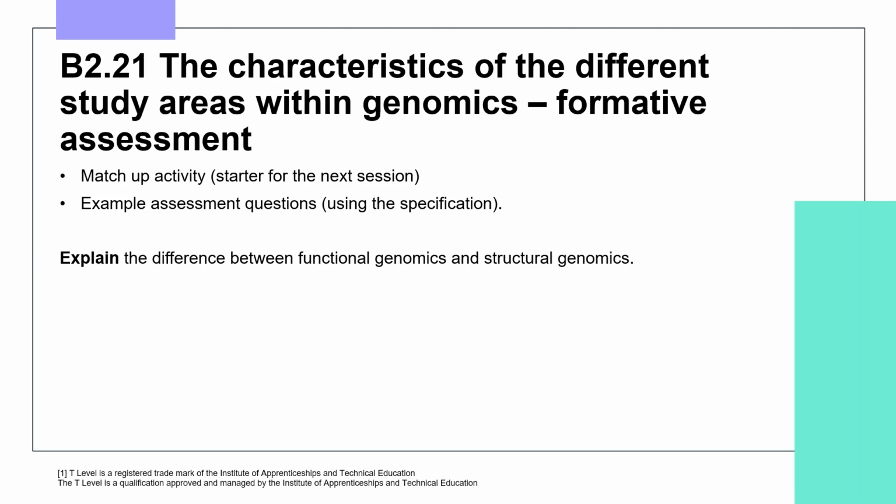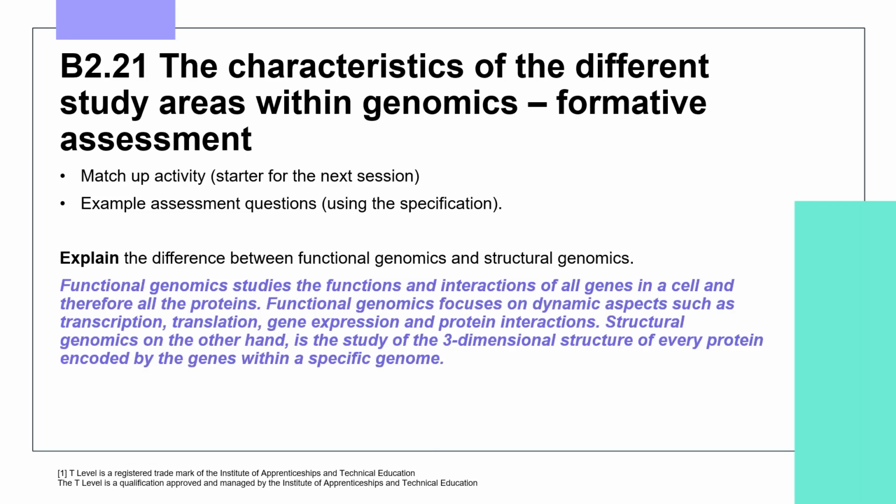So just quite simply, explain the difference between functional genomics and structural genomics. So using the information that the students will have covered, the answer will be: functional genomics studies the functions and interactions of all genes in a cell and therefore all proteins. Functional genomics focuses on dynamic aspects such as transcription, translation, gene expression, and protein interactions. Structural genomics, on the other hand, is the study of the three-dimensional structure of every protein encoded by the genes within a specific genome.